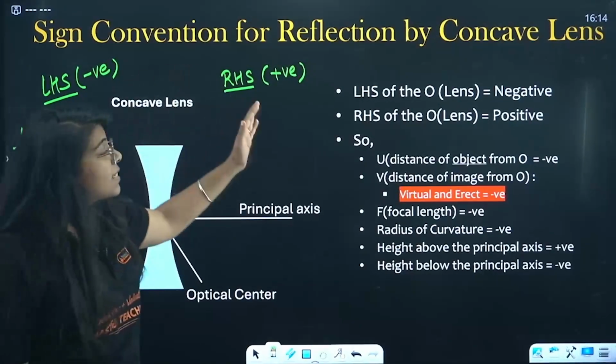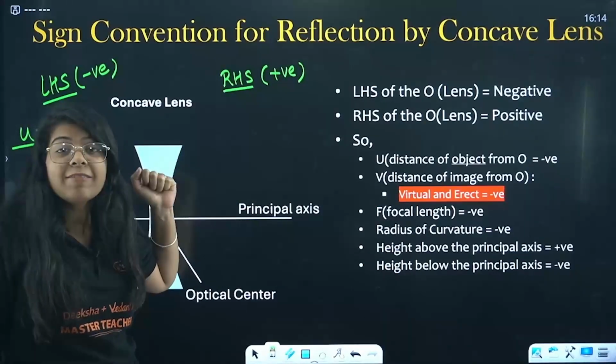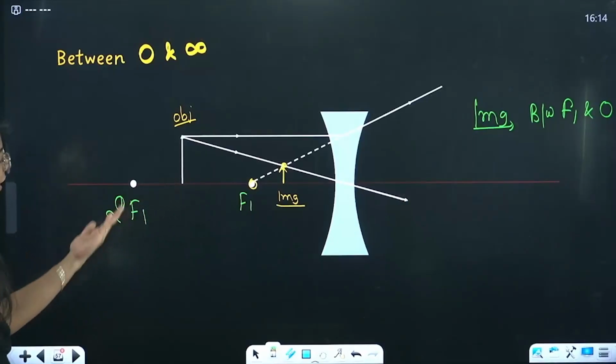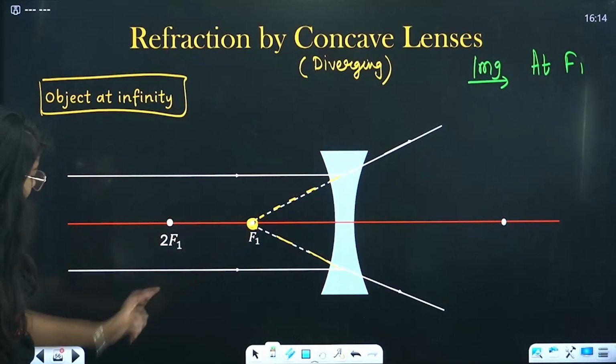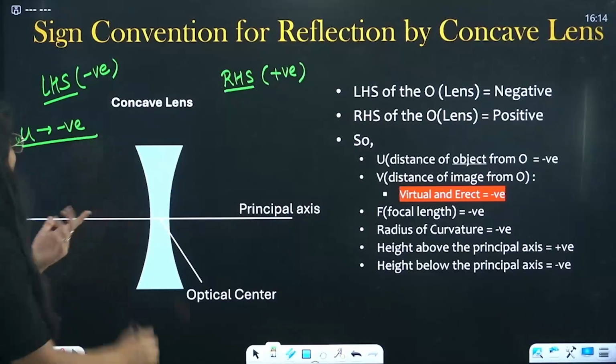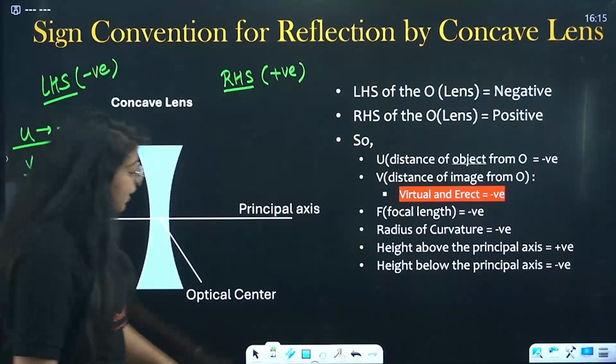Now in lenses, we are seeing that the image is formed on the right hand side, but this is a concave lens. In a concave lens, the image is being formed on the left hand side. So on the left hand side, V will also be negative.